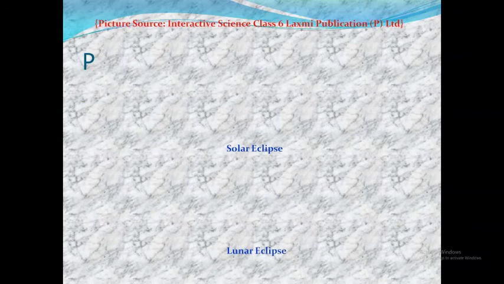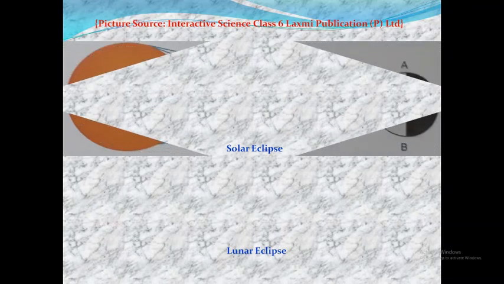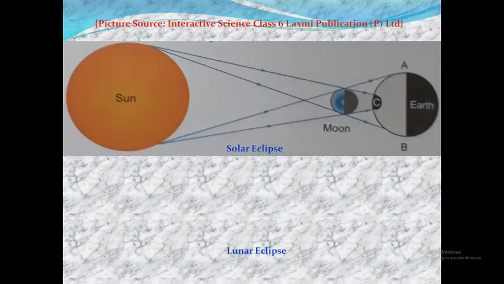You know, this is the time of corona pandemic, and this picture has been taken from Interactive Science for class 6 by Lakshmi Publications Private Limited, and it shows solar eclipse. This is sun and this is earth. In between sun and the earth, moon is coming.